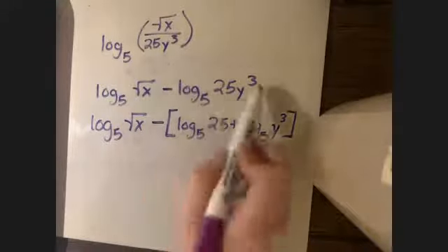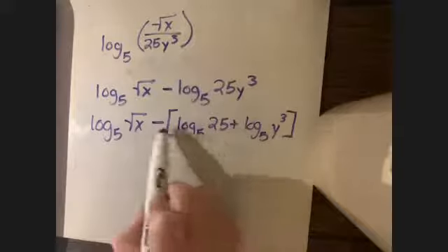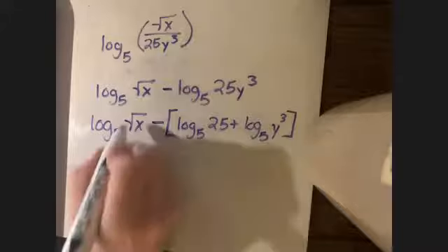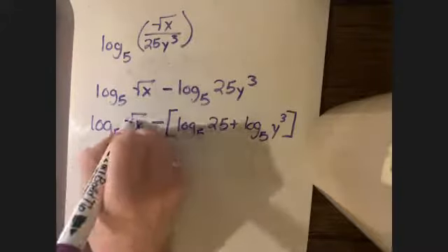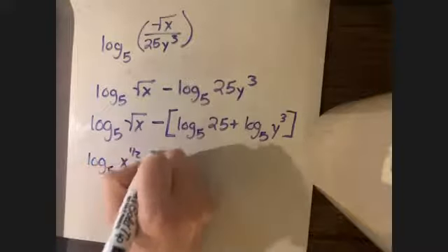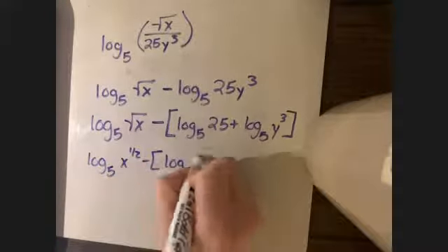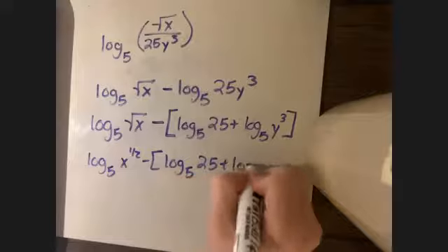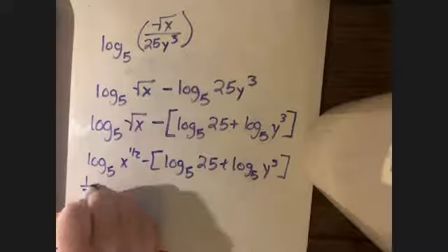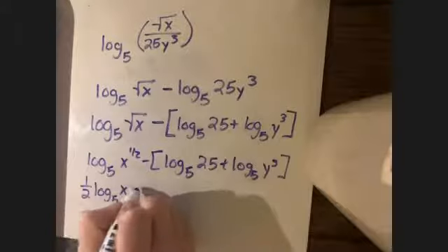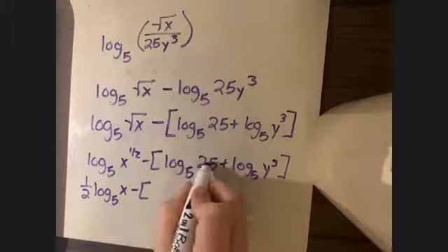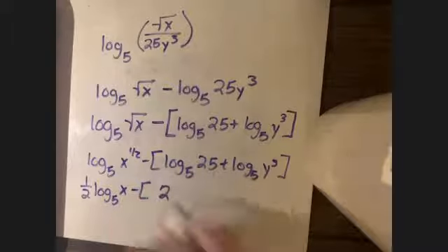So I want to make sure that all of this second part stays subtracted, okay? So I put it in a big set of blocks here, okay? Now, the next thing that I'm going to do is I'm going to switch this square root up to a 1/2 power. And then I'm going to bring my powers down out in front. Now, the other thing here is, guys, log base 5 of 25. Because this matches, this is actually the number 2.